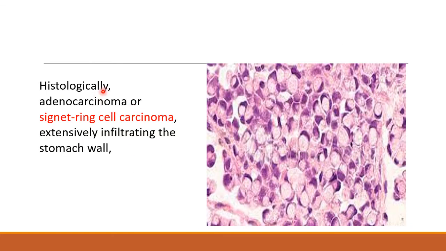And histologically, this type can show adenocarcinoma or signet ring cell carcinoma that extensively infiltrate the stomach wall. So this is the signet ring appearance. These cells show intracellular accumulation of the mucin in the cytoplasm, and the nucleus is towards the periphery. So this all is the signet ring like appearance. So this is the signet ring cell carcinoma.